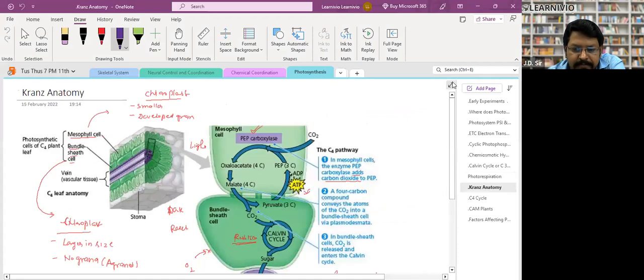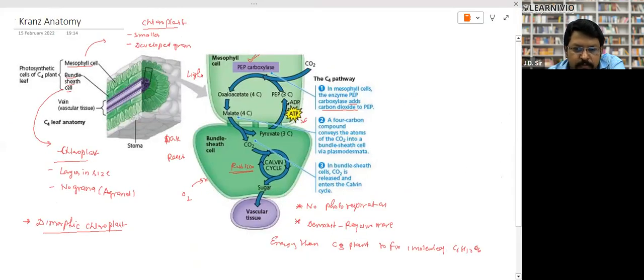Kranz anatomy, very important point. What is Kranz anatomy? Now, Kranz anatomy is found in C4 plants. This is evolution. So, as per my view, C4 plants are more advanced than C3 plants. Why? Because in C4 plants, they have developed that mechanism so that photooxidation or photorespiration does not take place, right? Means RuBP does not combine with O2.